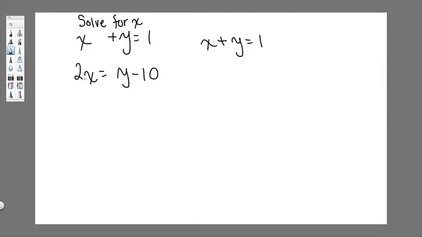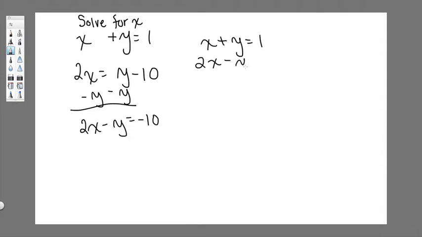It has the x on one side of the equal sign, the y on the other. I want them both on the left-hand side. So the first thing I'm going to do is subtract y from both sides. So I get 2x minus y equals negative 10.